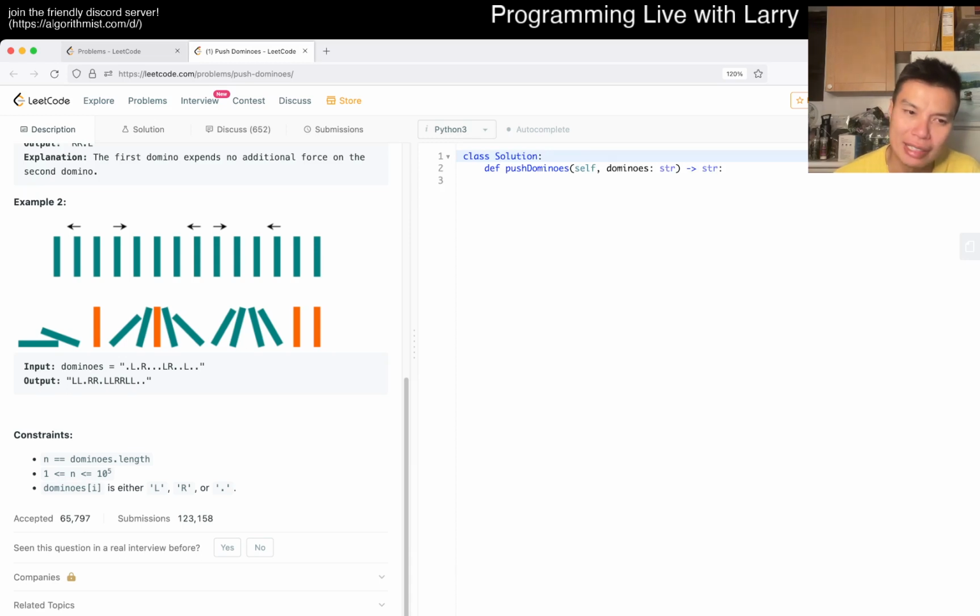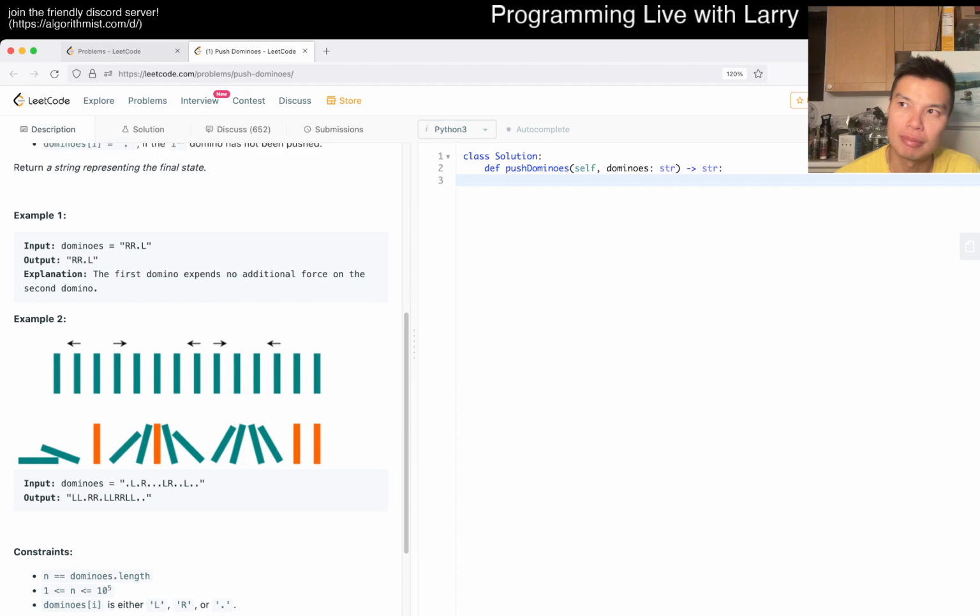Of course, if you do it naively, it is going to be n square. So let's not do that. Let's actually pre-calculate the closest left and the closest right. Left from the right side and right from the left side, right? So yeah.